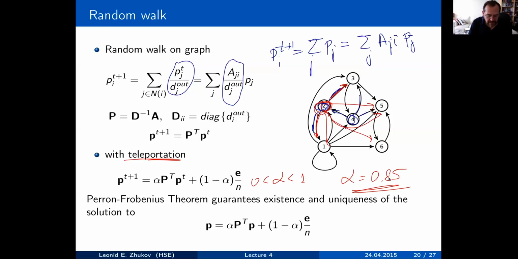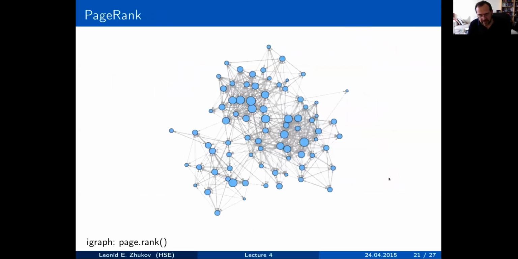And to solve this, you need to solve this eigenvalue equation. And again, with iGraph, you don't worry about it. You just call the PageRank function. Here's the example. This is a PageRank computed for some graph.